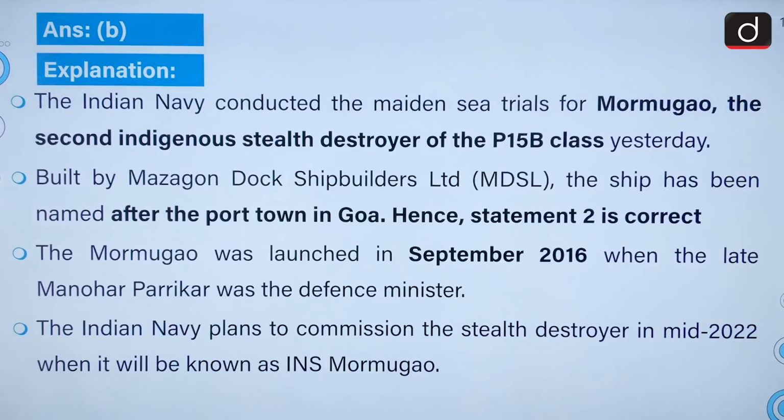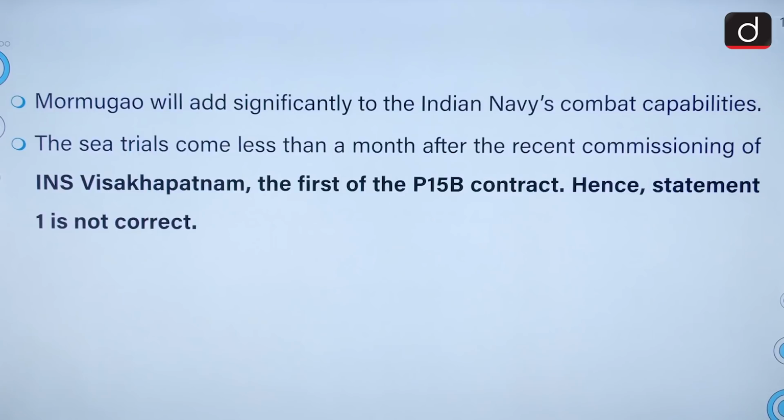The Indian Navy conducted the maiden sea trials of Mormugao, the second indigenous stealth destroyer of P-15B class, yesterday. It is built by Mazagon Dock Shipbuilders Limited. The ship has been named after the port town in Goa. The Mormugao was launched in September 2016 when the late Manohar Parrikar was the defense minister, and the Indian Navy plans to commission the stealth destroyer in mid-2022 when it will be known as INS Mormugao. Mormugao will add significantly to the Indian Navy's combat capabilities, and the sea trial comes less than a month after the first. Remember which one was the first of the P-15B class stealth destroyers, that is INS Visakhapatnam.